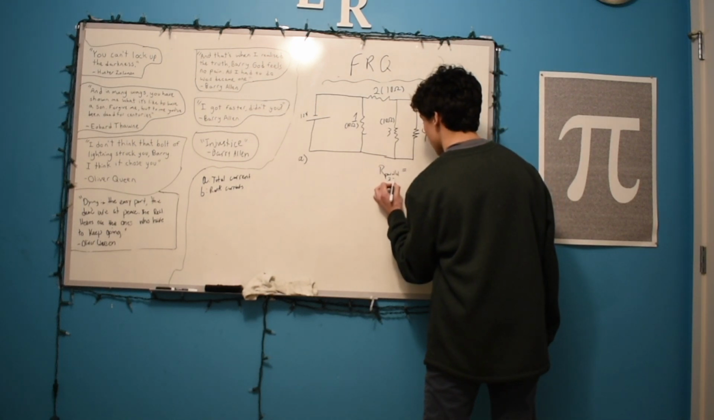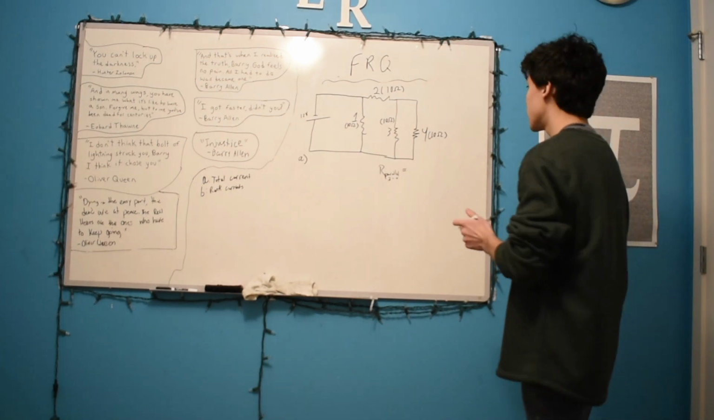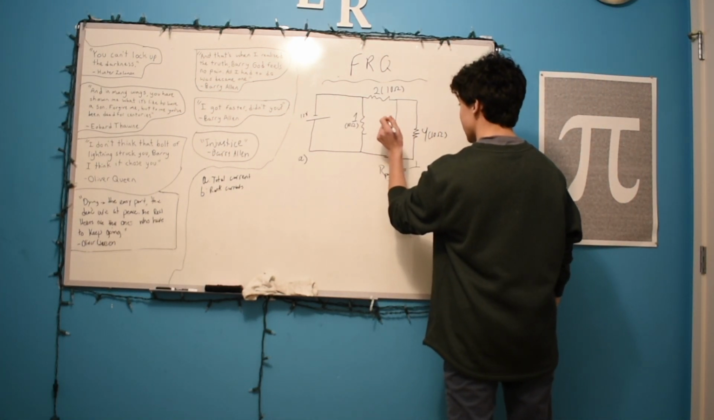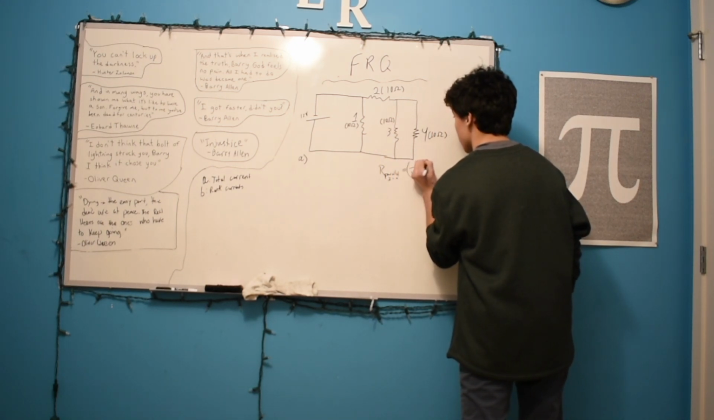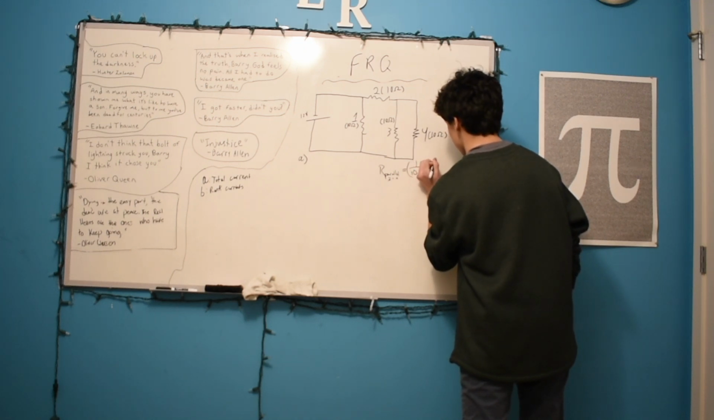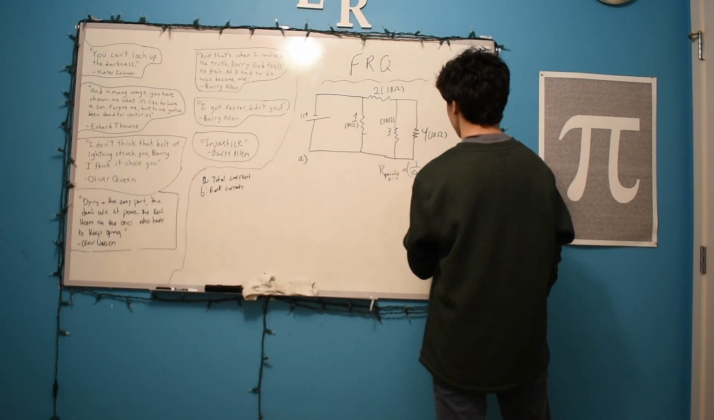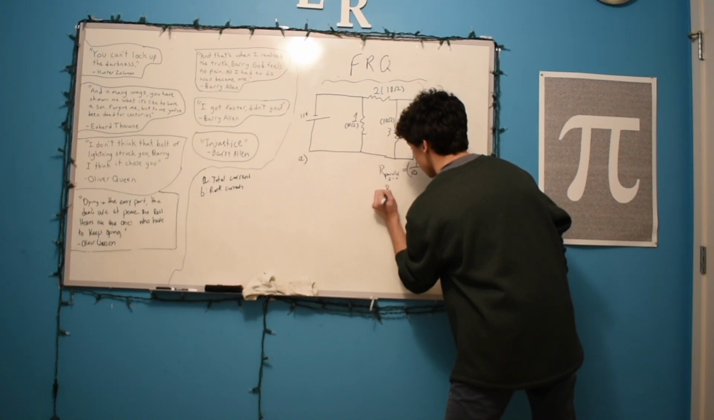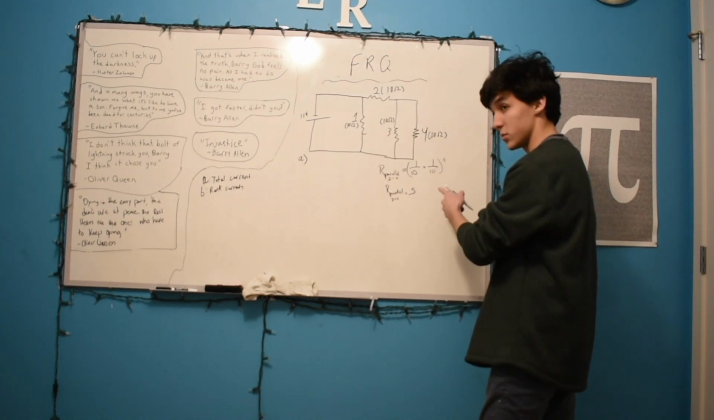Resistors 3 and 4. You can have the reference table. So this would be 1 over 10, they're both 10 ohms, and then plus 1 over 10 ohms, all to the negative 1. So this would equal 5. This would equal parallel 3 and 4, which equals 5 ohms.